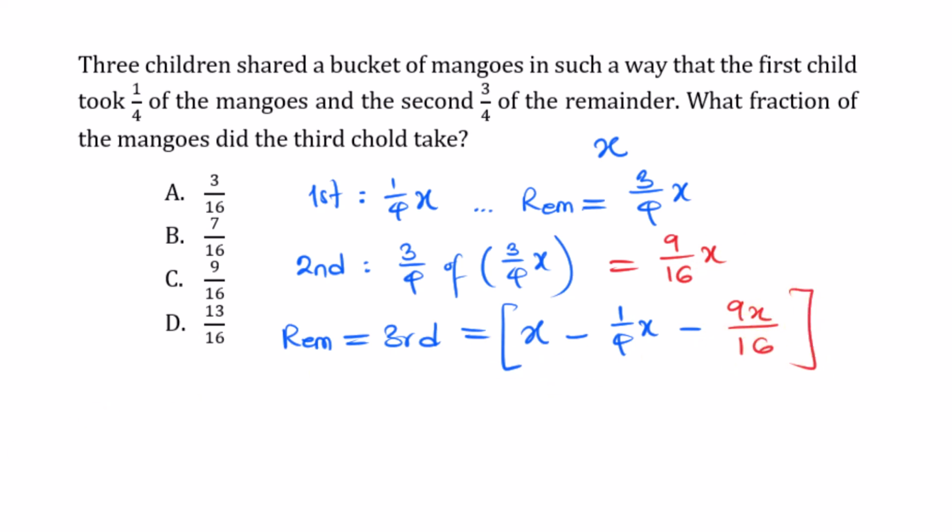So this is what we need to just solve out to get what the remainder is going to be, which is what the third child is taking.